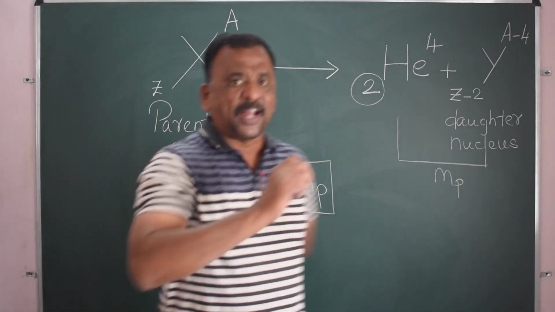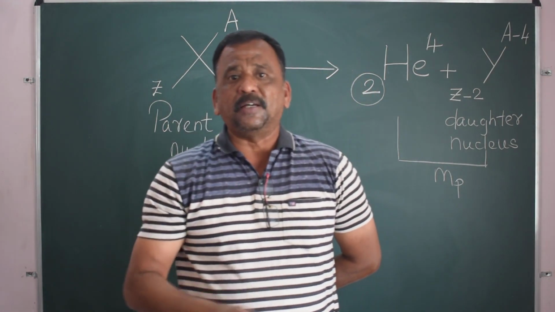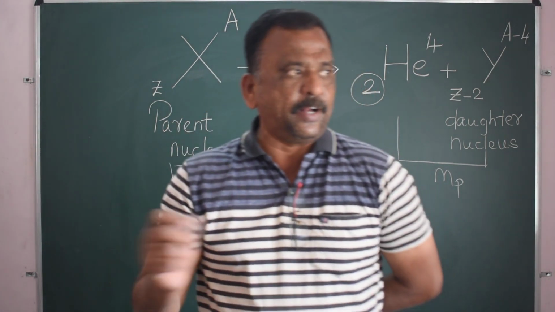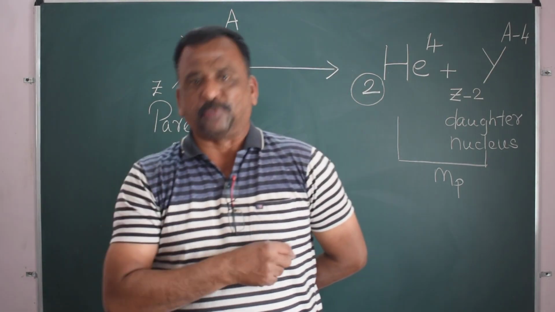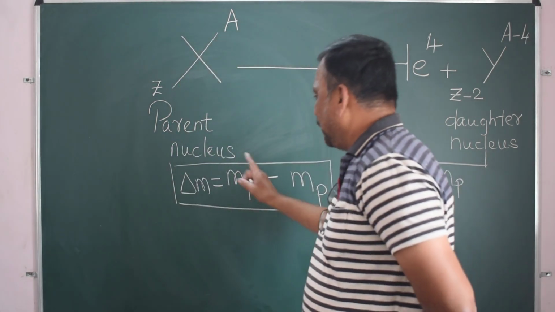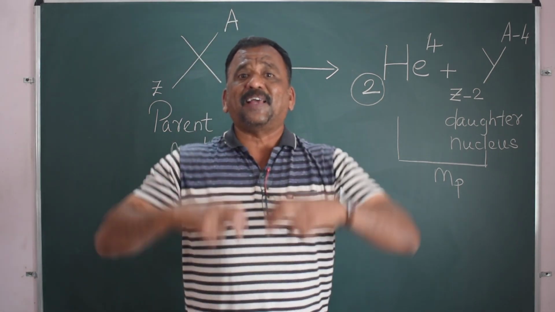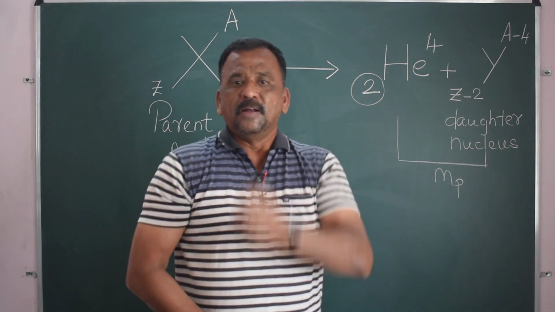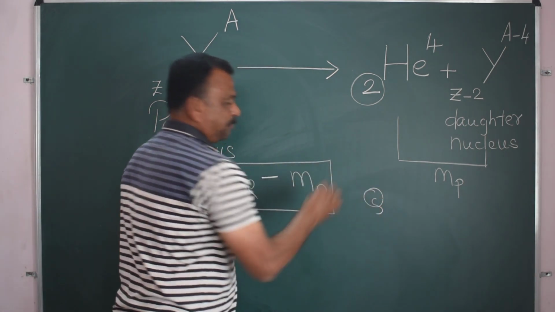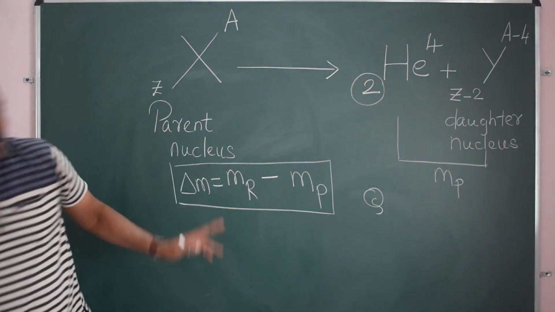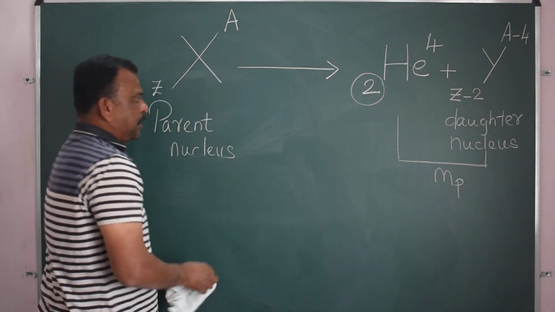Now as per the great scientist Einstein, whenever mass disappears, it should reappear in the form of energy. Mass can be converted into energy, energy can be converted into mass. Einstein's mass-energy equivalence, E is equal to mc square. So as per Einstein, this loss of mass will appear as energy, which is called disintegration energy, denoted by the letter Q.